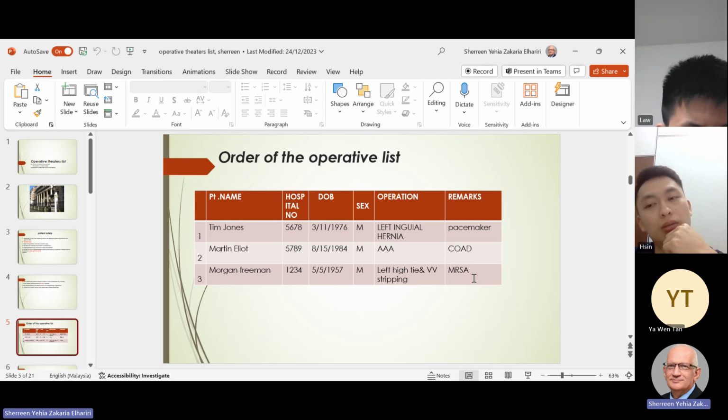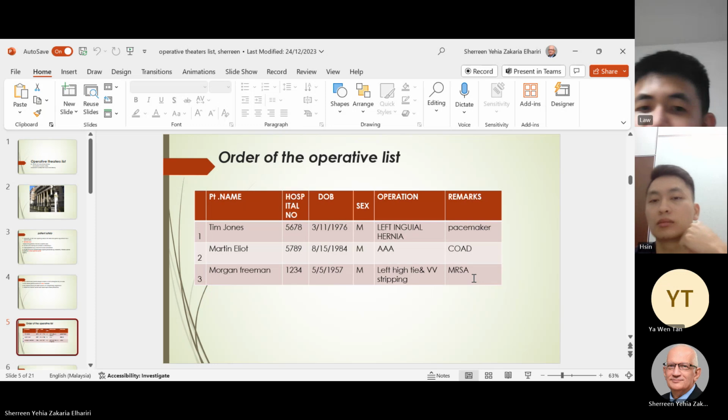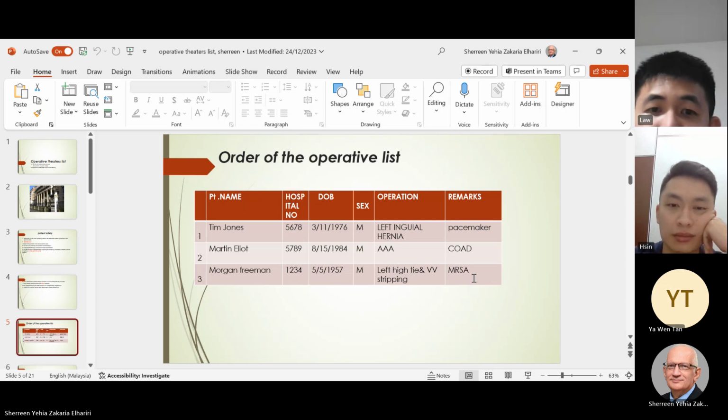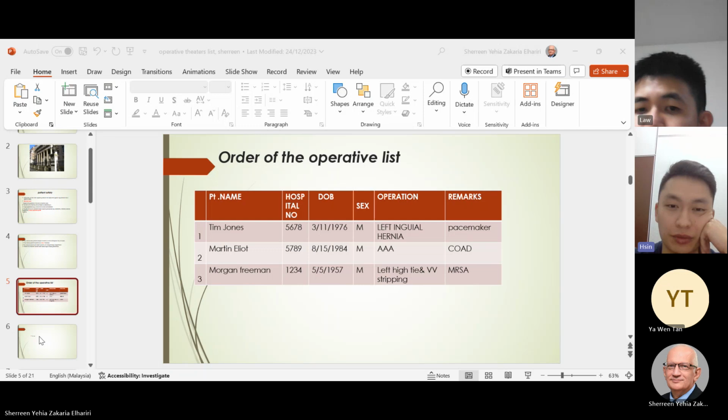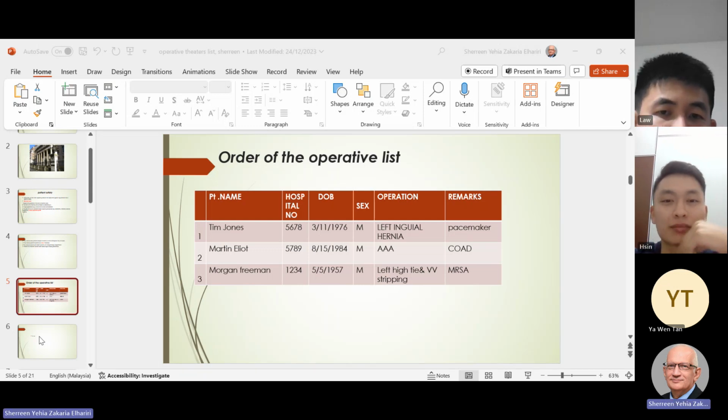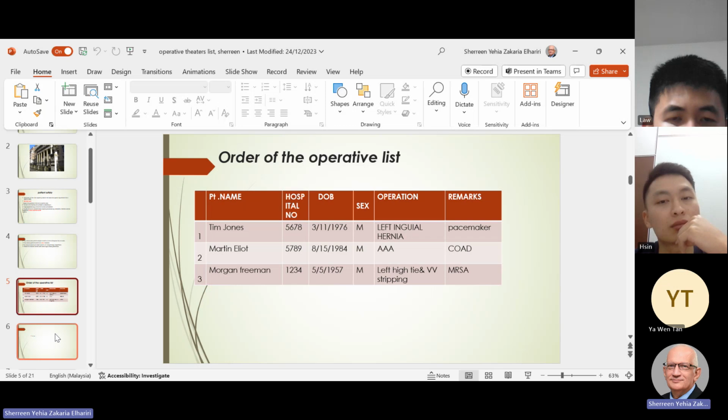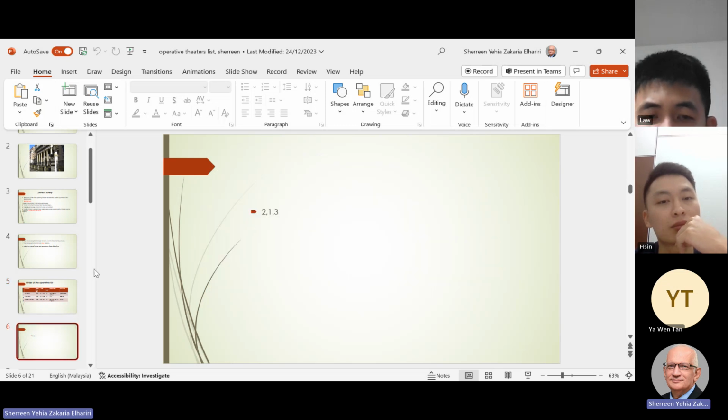So what is the first case? We ask you to make an order for this list. What is first? What is the last? Suppose the triple A should be the first, then followed by left inguinal hernia, and lastly the varicose vein stripping. Of course, varicose vein stripping is last because it is MRSA, and the first will be abdominal aortic aneurysm. So you are 2, 1, 3.